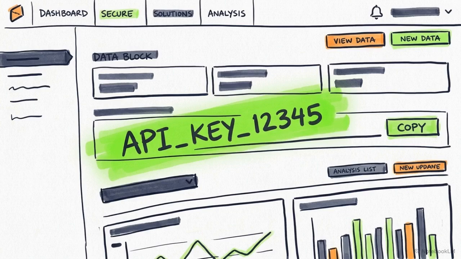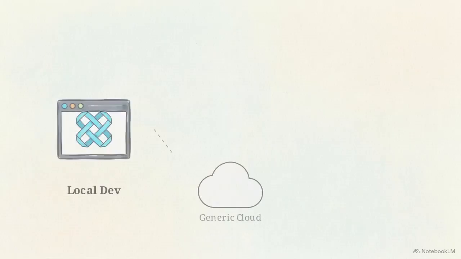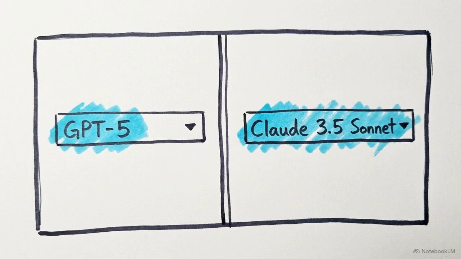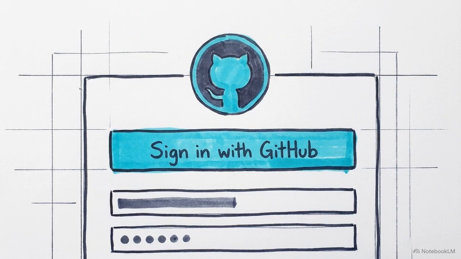Generating an API key is only the first step. For this to actually function, you have to implement a specific routing configuration that we will set up at the end. Once that routing is active, your editor becomes an environment that can alternate between these different models on the fly. First, go to the Blue Minds platform and sign in using your GitHub credentials.